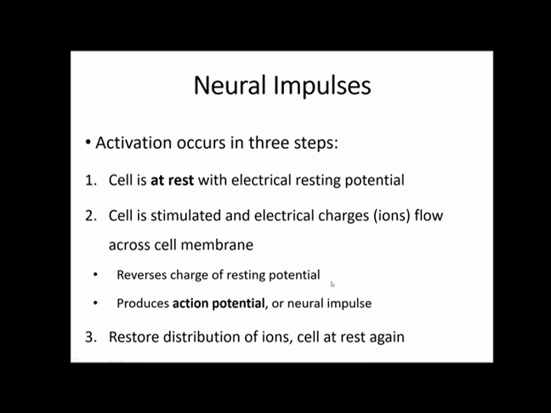And so this process happens. We've created this action potential. The cell has fired or activated. And then our next step is to actually go back to where we started from. So we're going to restore that distribution of ions so that we can have our electrical resting potential once again. So the cell goes back to normal and returns to its resting state.